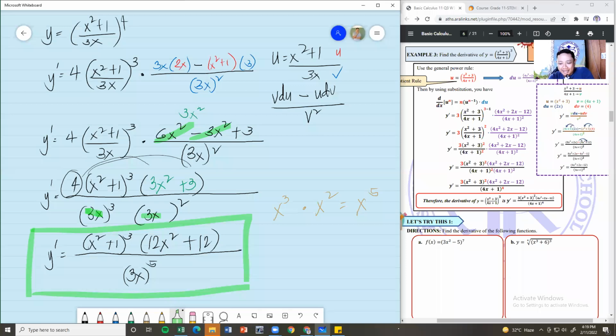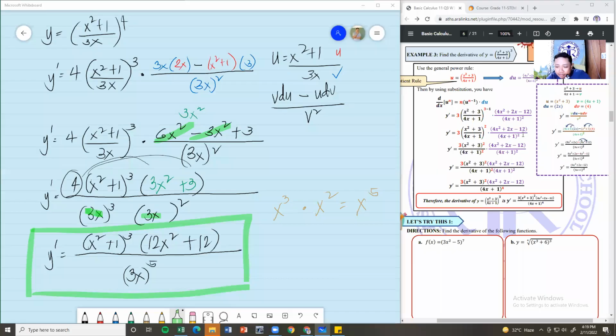Let me see. Show me a reaction if so far everything is understandable. Mahaba lang po talaga, sir. Pero nakukuha po yung process. Okay, good. Mahaba lang talaga siya. Because that's calculus. Mahaba lang pero the process is still the same.